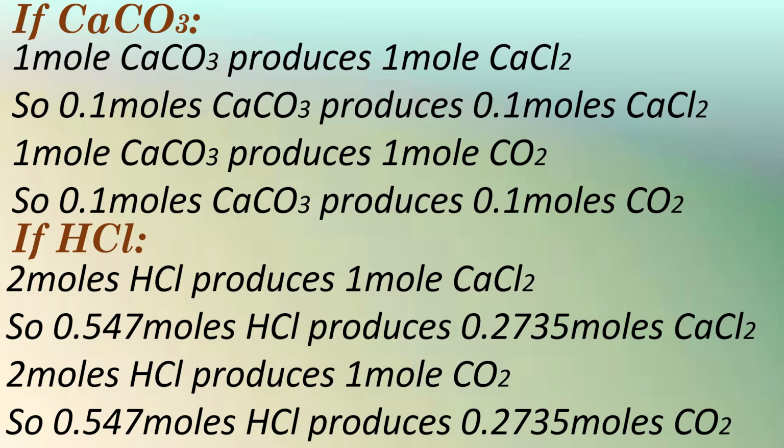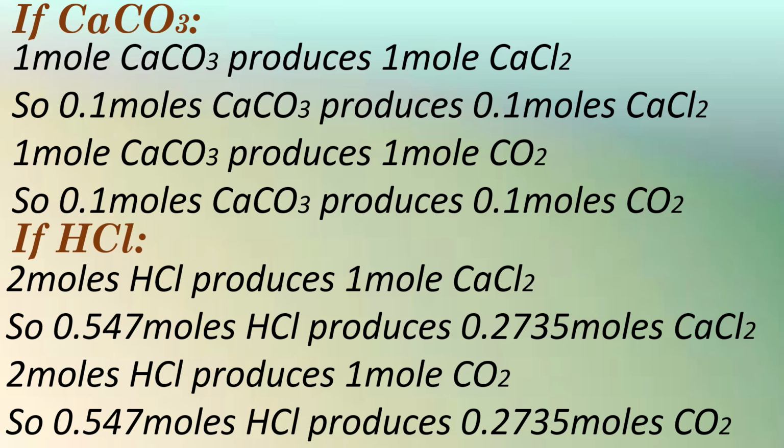If calcium carbonate is the limiting reagent, we have to check it. How will we check it? 1 mole calcium carbonate produces 1 mole calcium chloride, as discussed earlier in the example. So 0.1 moles calcium carbonate produces 0.1 mole calcium chloride. Similarly, 1 mole calcium carbonate produces 1 mole carbon dioxide, so 0.1 moles calcium carbonate produces 0.1 moles carbon dioxide.